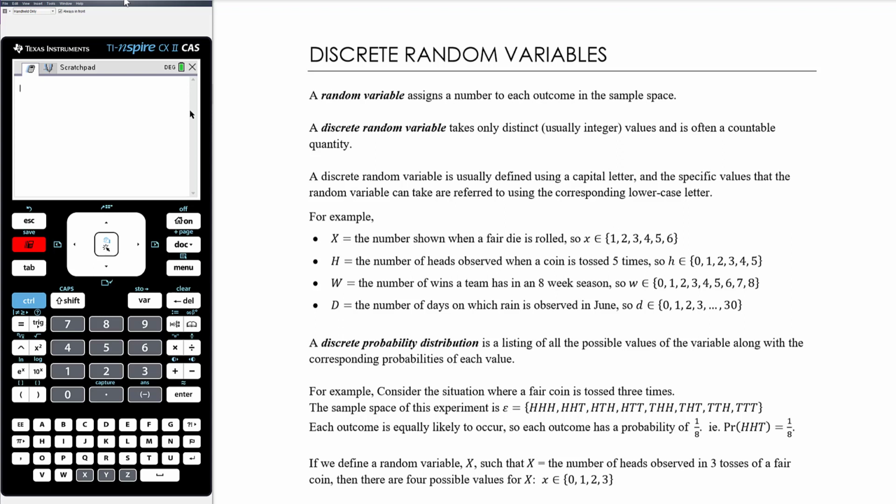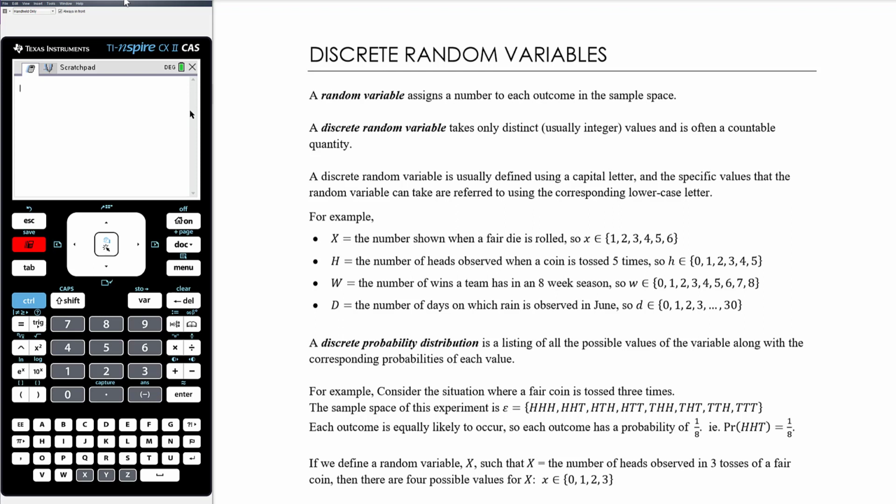And a discrete random variable is when we take a probability experiment where the outcomes are discrete values and we assign a numerical value, a discrete numerical value, to each of those outcomes. In terms of notation, a discrete random variable is usually defined using a capital letter, and then the specific values of that variable are referred to using the corresponding lowercase letter.